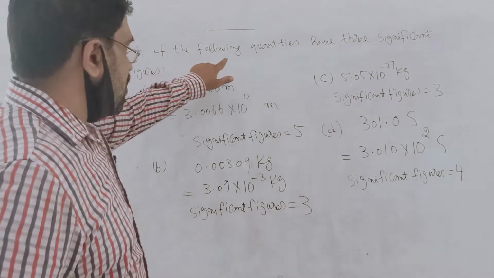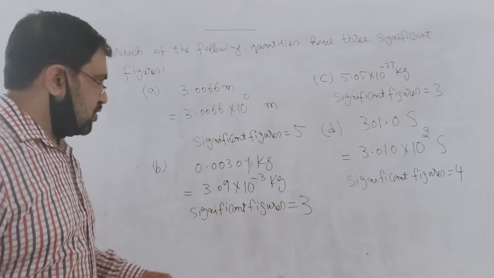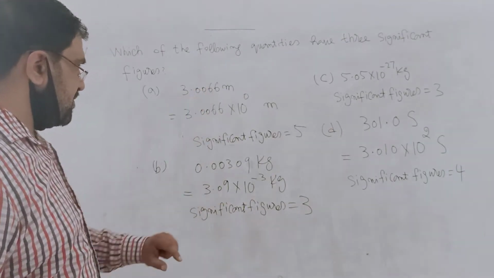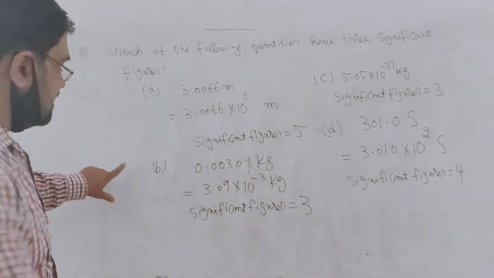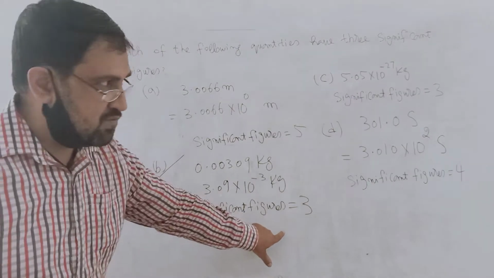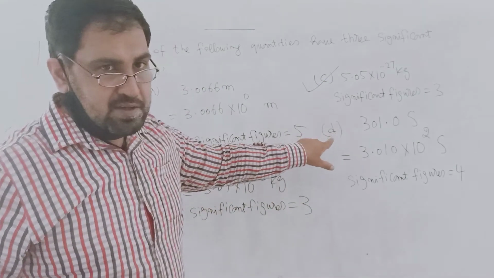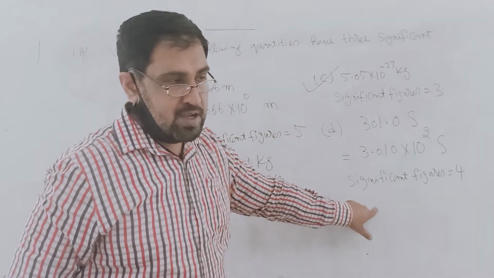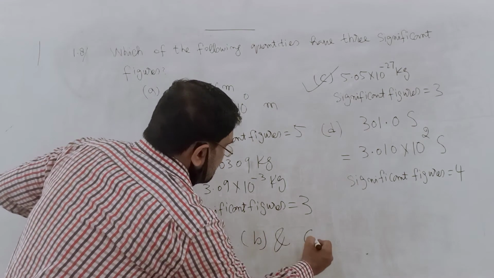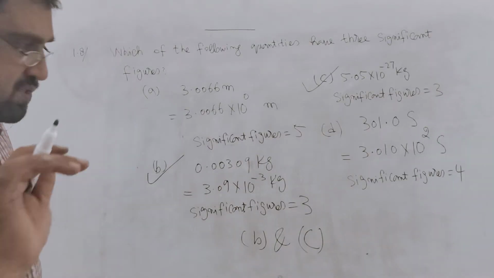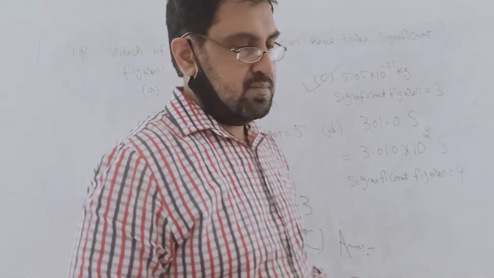Now read the statement. Which of the following quantities have three significant figures? So we can easily answer. In A part, significant figures is 5. In B part, significant figures is 3. In C part, we have 3 significant figures. And in D part, we have 4 significant figures. So our answer is B and C have 3 significant figures.